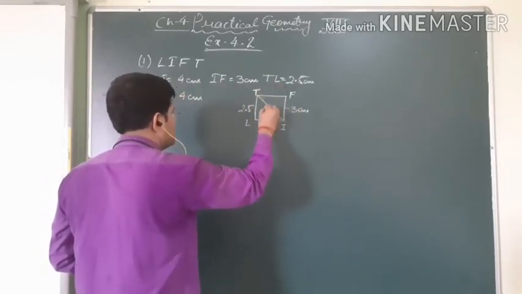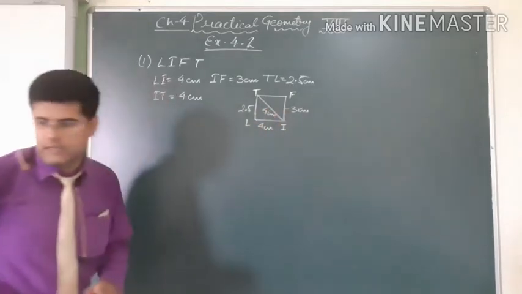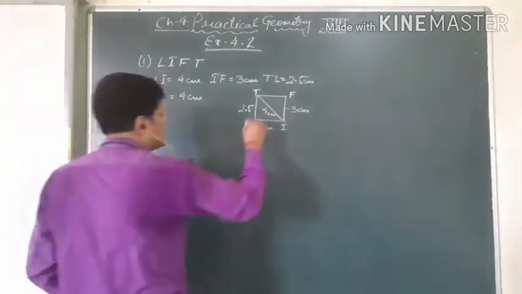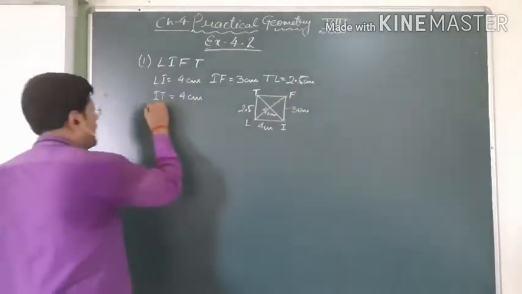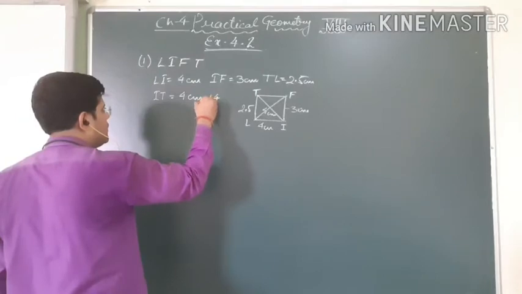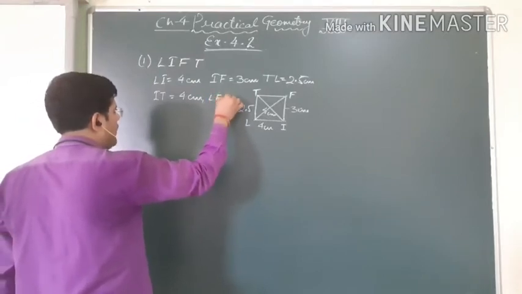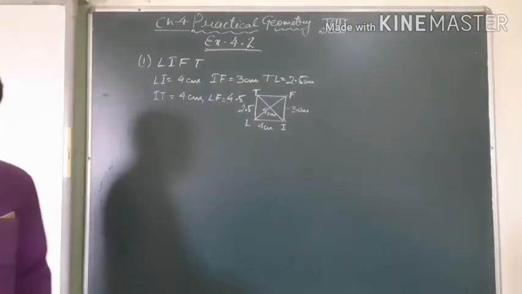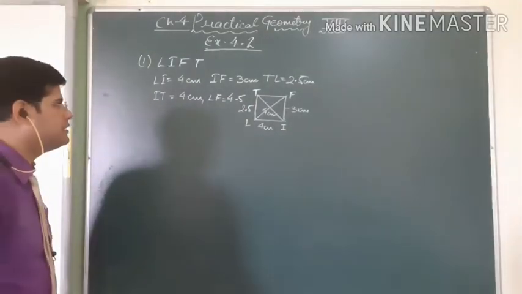One more thing is given, I think I have missed to write that. Yeah, LF I have forgotten to write. LF is also 4.5. This one is LF, 4.5. So here I am going to make this figure.